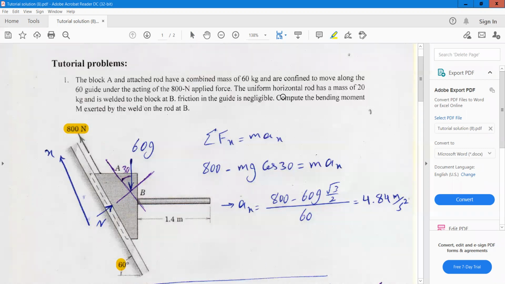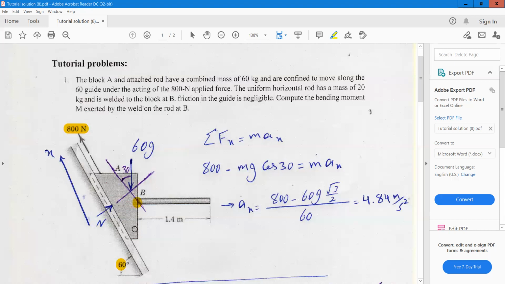The uniform horizontal rod has a mass of 20 kilogram. This rod has a mass of 20 kilogram and is welded to the block at B at this point. Friction in the guide is negligible. Compute the bending moment M exerted by the weld on the rod at B. We want to calculate the bending moment here at this point B.